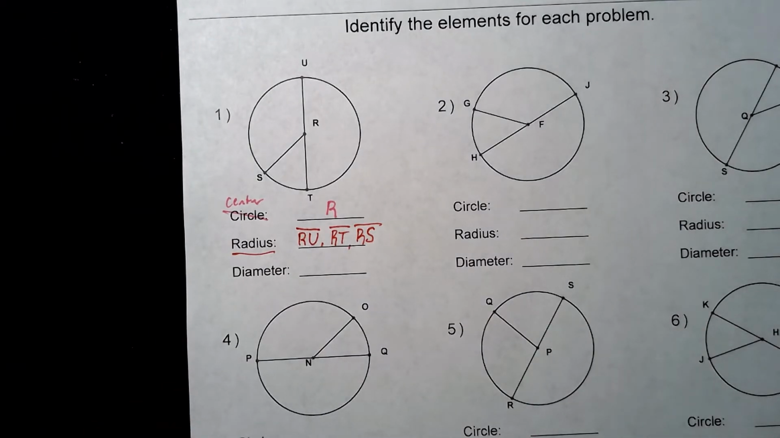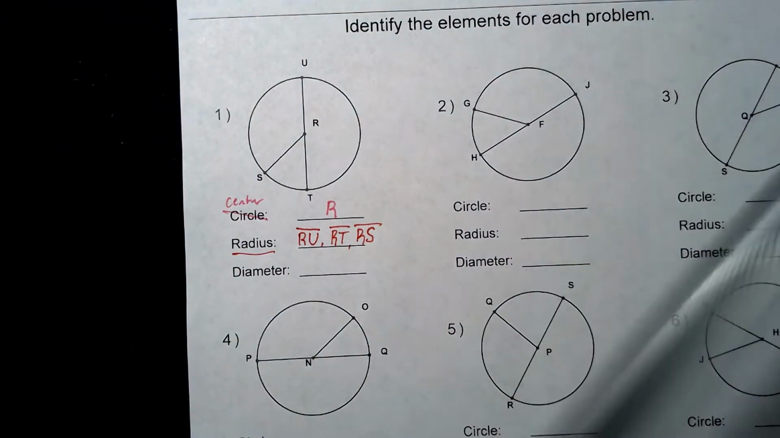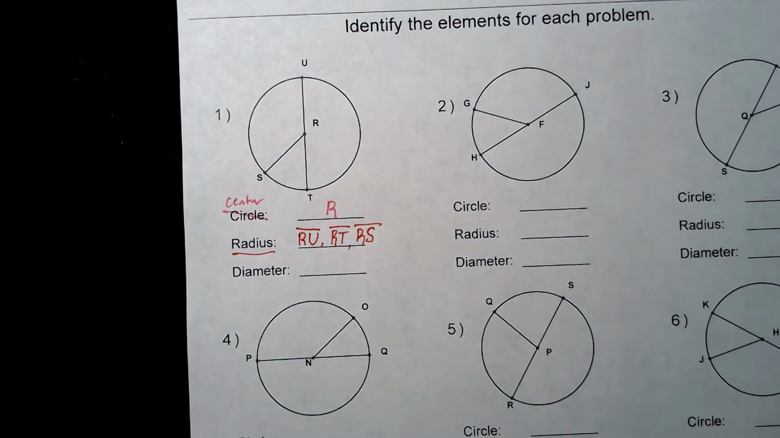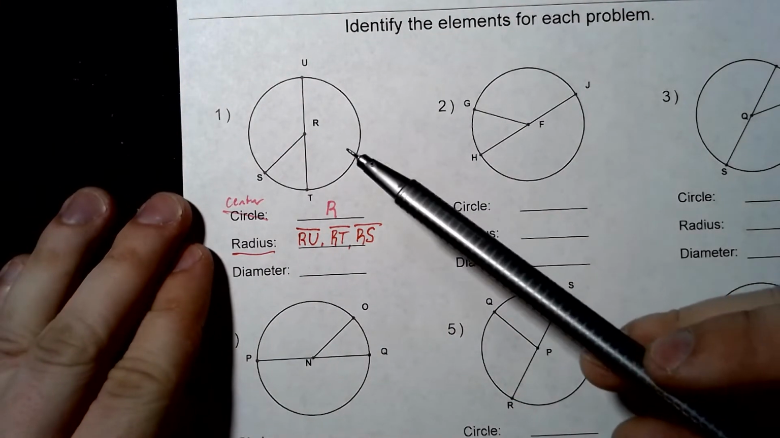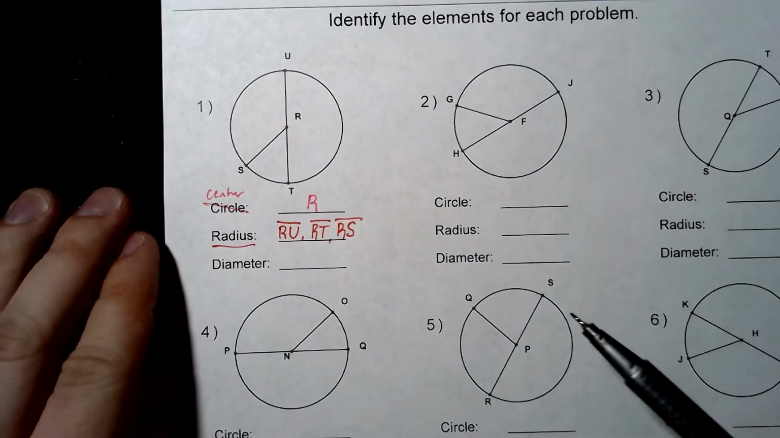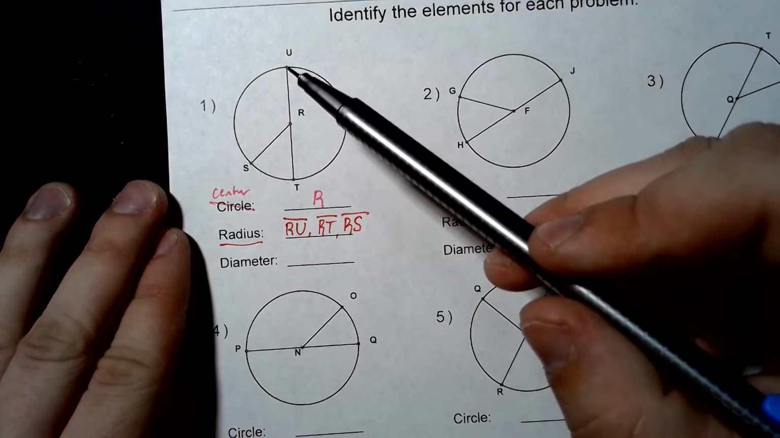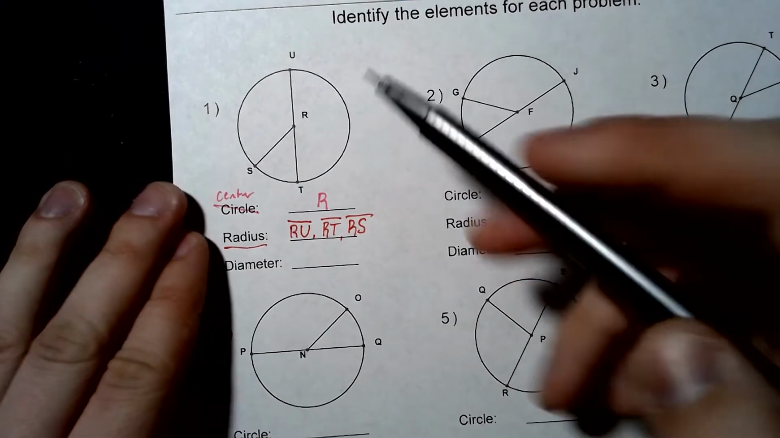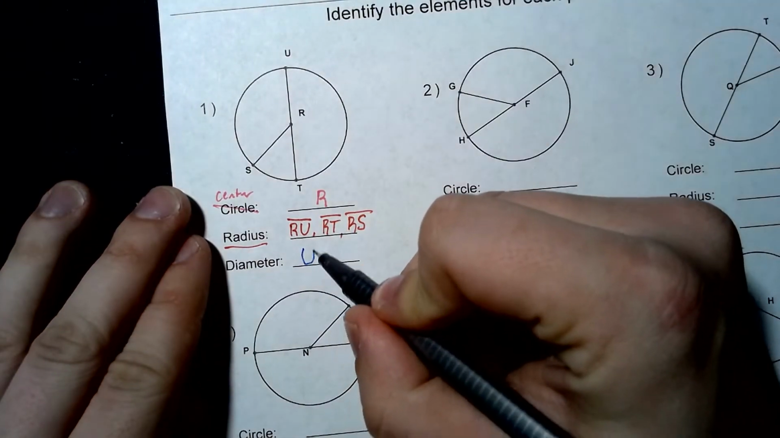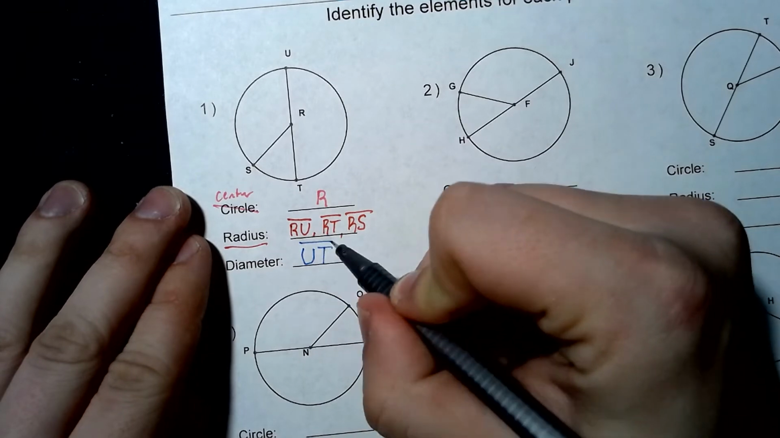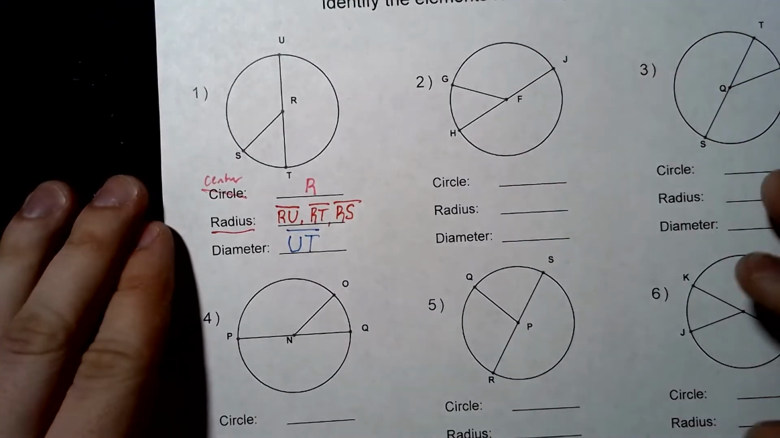The last part we're going to identify is our diameter. This shape only has one diameter. Matter of fact, I believe they all only have one diameter. The diameter for this shape will be from point U to point T. So we will label that as point UT and draw a line over it.